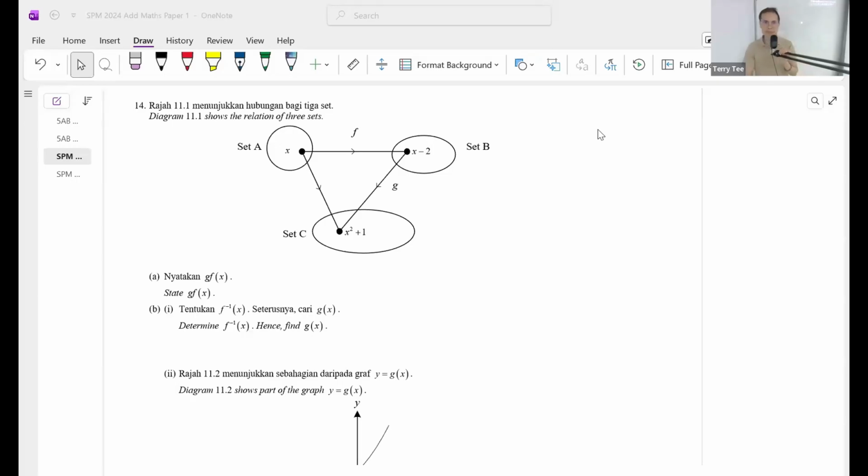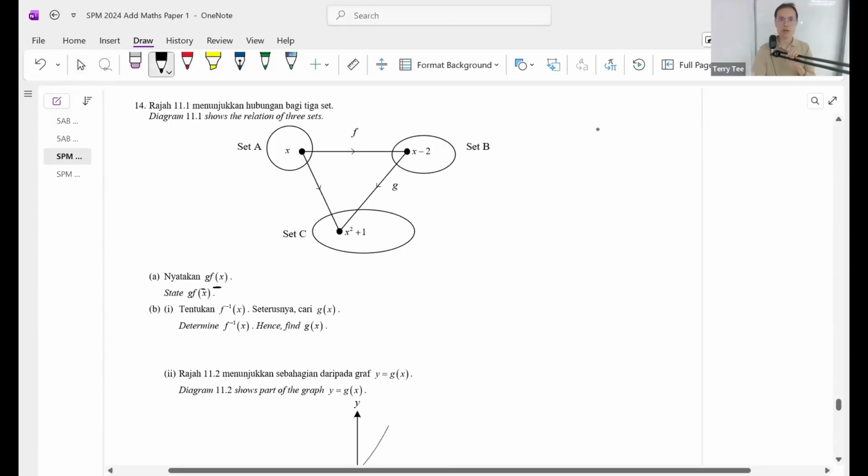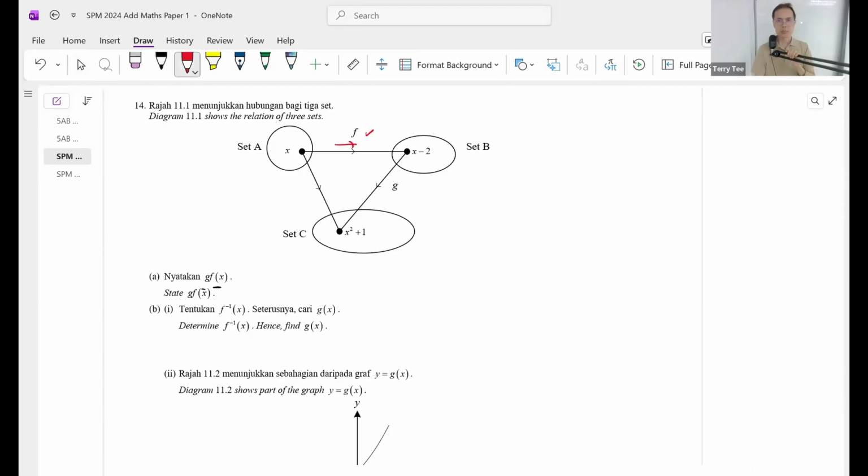Okay, question number 14. The diagram shows a relation of 3 sets, set A, B, C. You're supposed to state GFX. Now look at the diagram here. GFX means which one happens first? FX happens first, followed by GX. The order looks like this: FX followed by GX. Where do you end up? You end up at set C. So look at the diagram. I'm starting from X. I end up at X squared plus 1. So what is your answer for part A? They say state, so no working required. Your GFX is therefore X squared plus 1. That is your first answer.